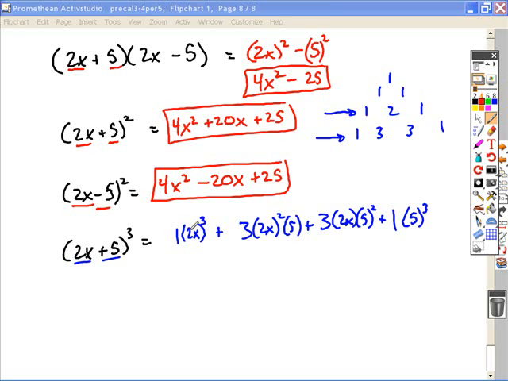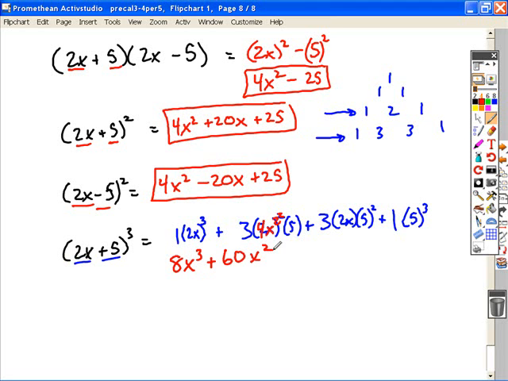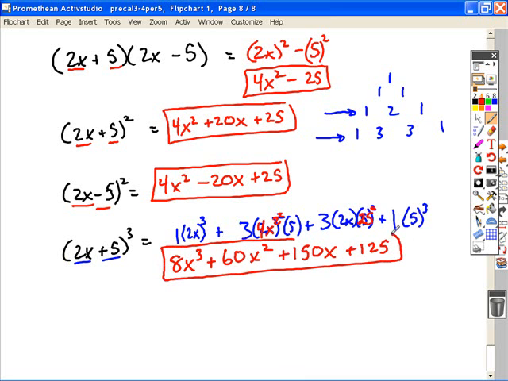So your final answer when you cube 2 and x, here you square 2 and x, and then combine. So if you're looking at 5 times 4 is 20 times 3 is 60, x squared. Here you square the 5, giving a 25. 25 times 2 is 50, times 3 is 150, x. And then you cube your 5, plus 125, to get your final answer.